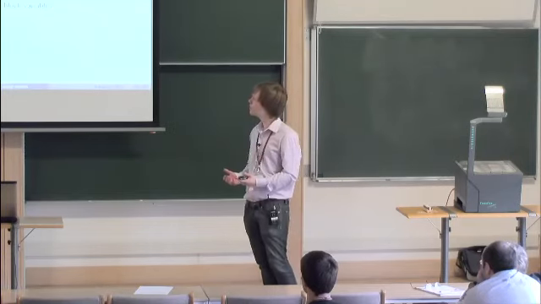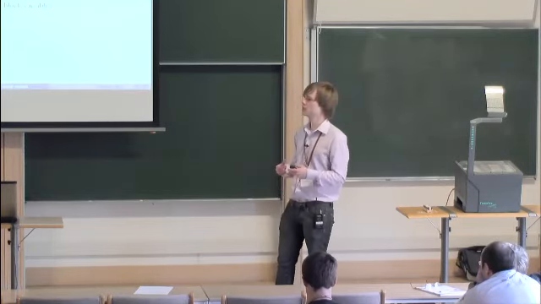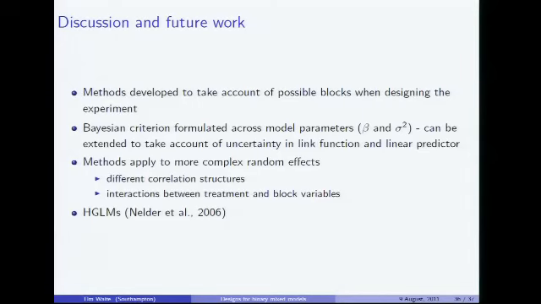So to summarize then, we've developed some methods that allow us to take into account the potential effect of blocks when we're designing our experiment. The Bayesian objective function that we've got at the moment takes into account uncertainty about beta and sigma squared, but you could equally well extend that to take into account uncertainty about, for example, the form of the link function, which you might worry about being probit or complementary log-log.